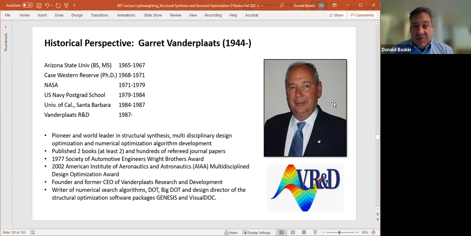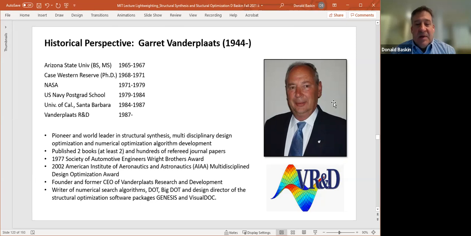His advisor was Lucien Schmit, whom I've introduced you to previously, and he worked on various numerical optimization and structural optimization problems, most of them for NASA. After he graduated, in fact, he went to work for NASA. He was there for many years. He worked on Solution 200 of Nastran, which is an optimization module within Nastran. After that, he was a professor at the U.S. Navy Postgraduate School. He then went on to be a professor at the University of California, Santa Barbara. He did a lot of good work there. And then finally, in 1987, he founded the company Vanderplaats R&D.